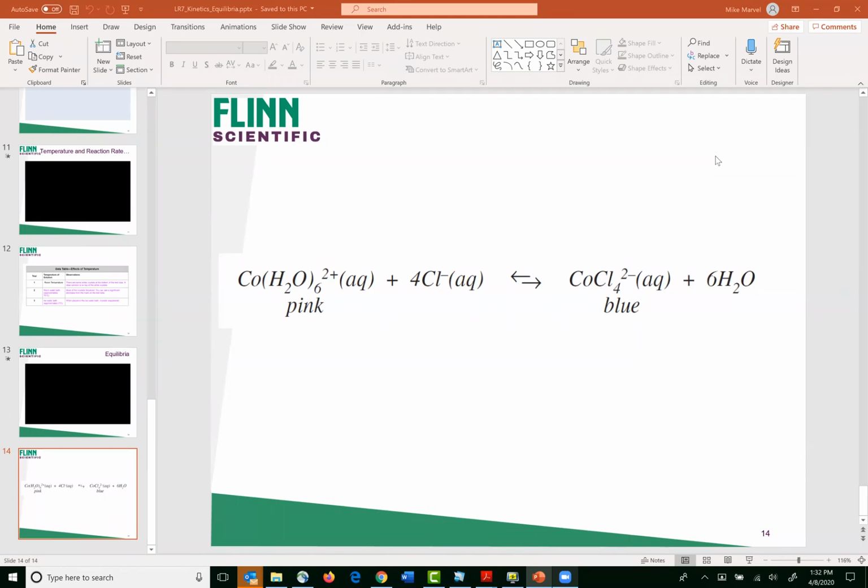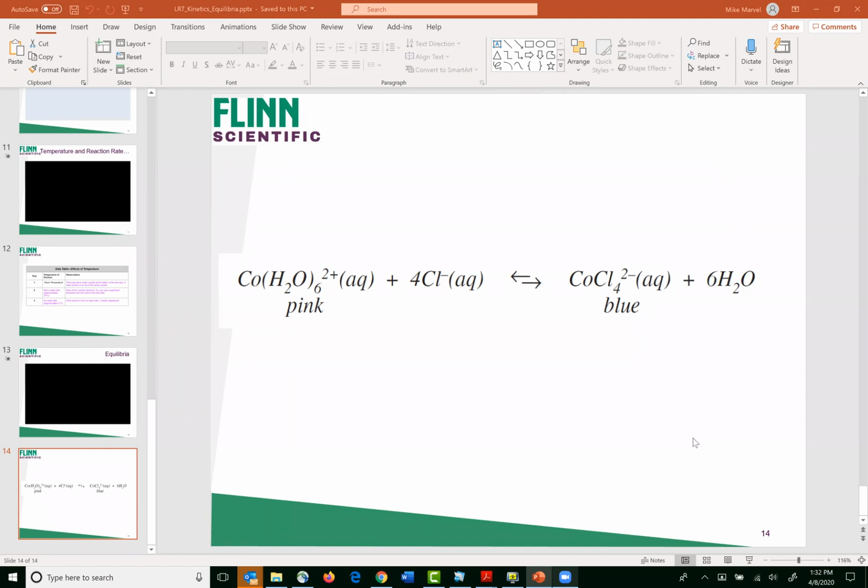We have 50% who think it's blue. Here's the rest of the results. All right, so the majority thinks blue, so good. So here's a quick introduction or refresher of Le Chatelier's principle. We're going to watch this in action.